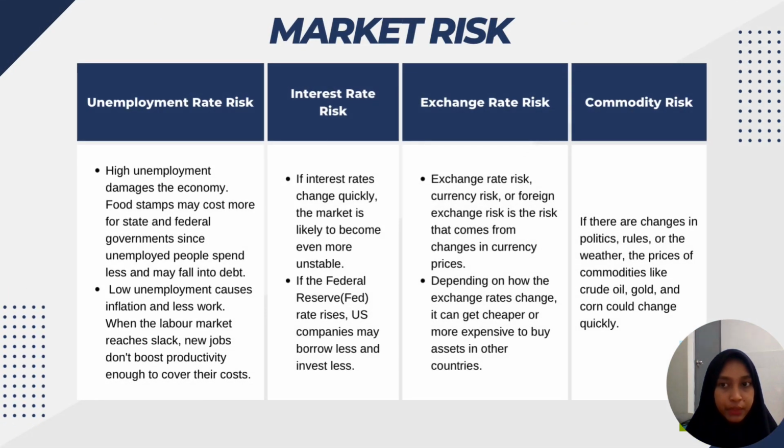For market risk, we identify risks about unemployment rate risk, interest rate risk, exchange rate risk, and commodity risk. High unemployment damages the company. Food stamps may cost more for state and federal governments since the unemployed people spend less and may fall into debt. Low unemployment causes inflation and less work. When the labour market reaches slack, new jobs don't boost productivity enough to cover their costs.